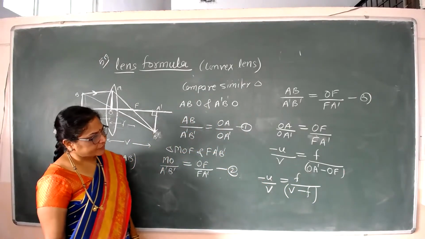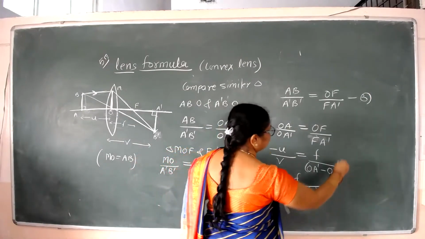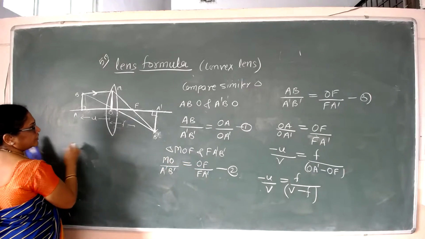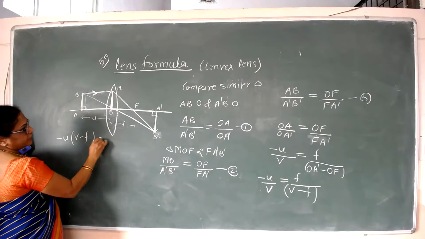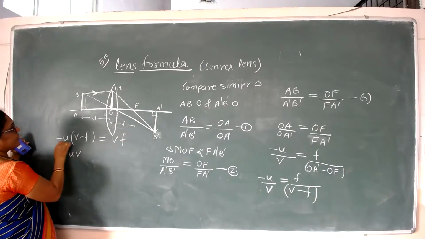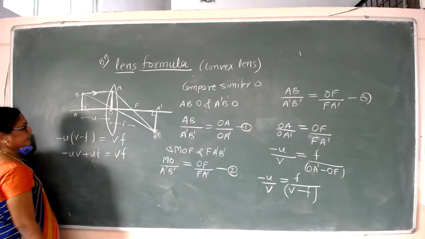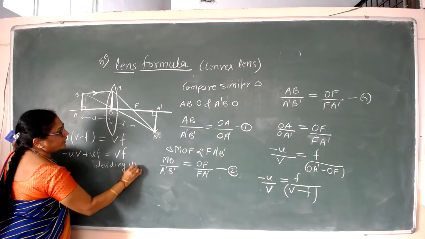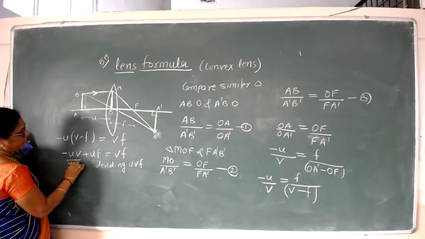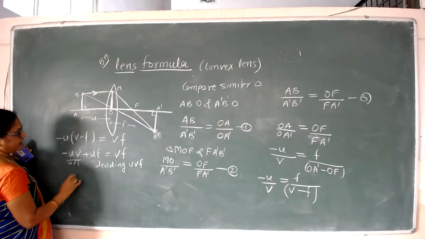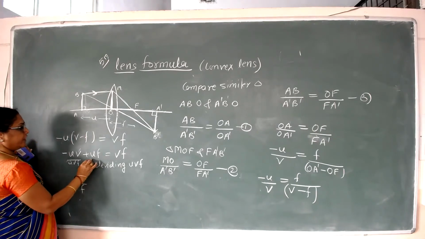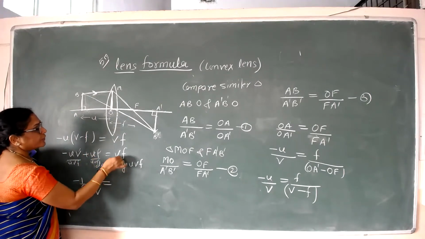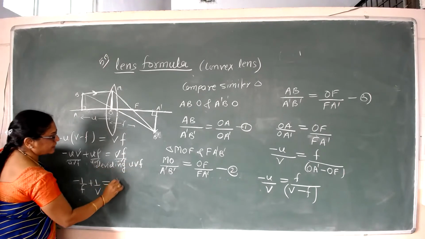Then cross multiply that equation. When we cross multiply, minus u into v minus f is equal to vf. So minus uv plus uf is equal to vf. So divide all of these by uvf. When we divide all these by uvf, uv gets cancelled and we get minus 1 divided by f. Here uvf, so uf cancels, plus 1 divided by v is equal to, and vf cancels, 1 by u.